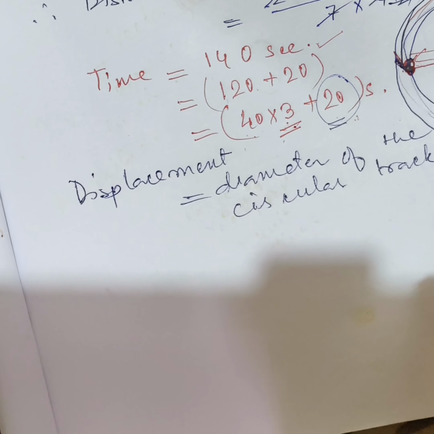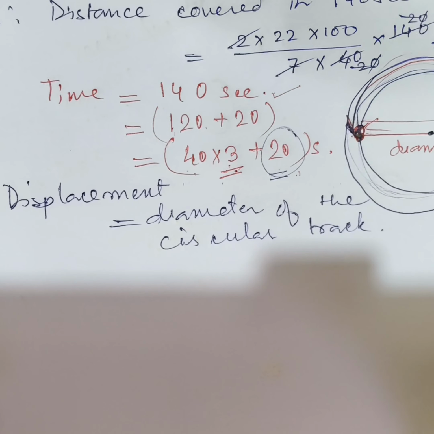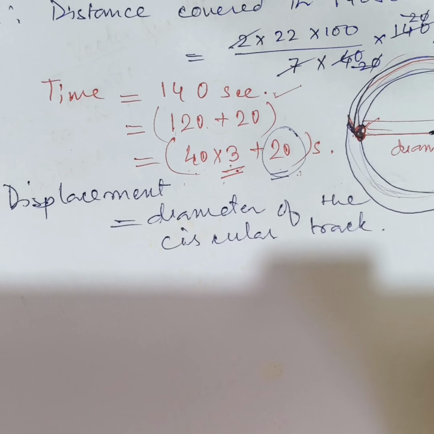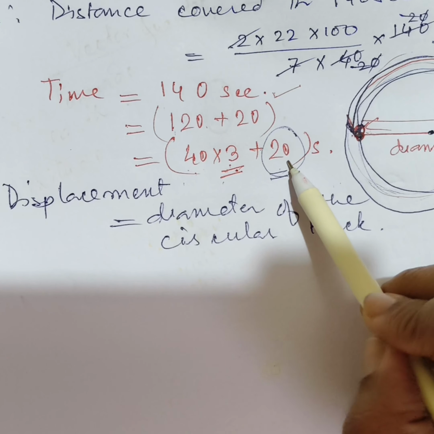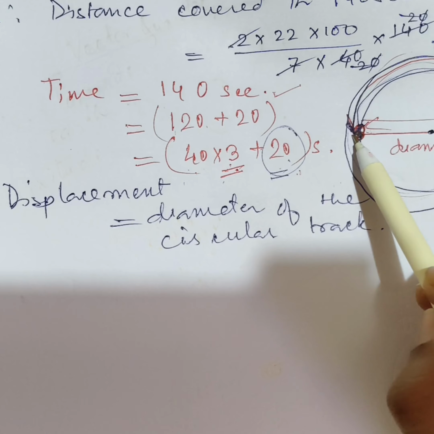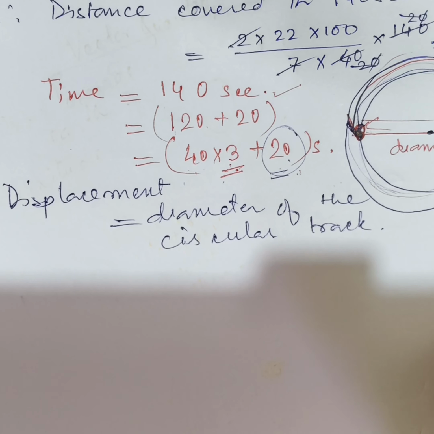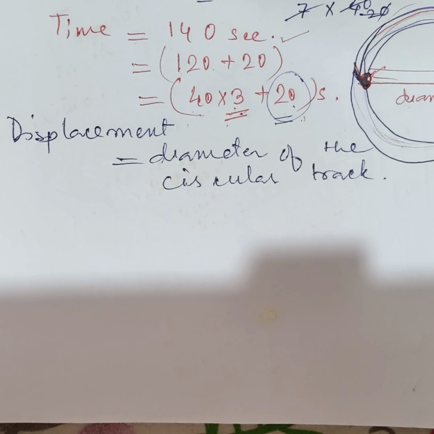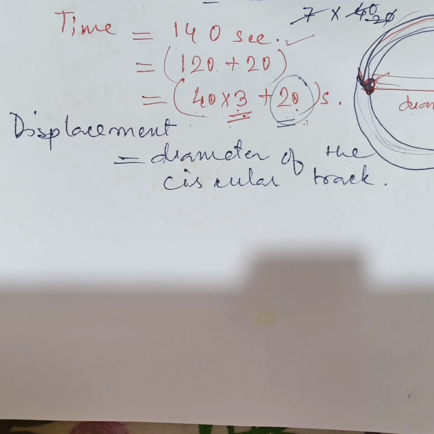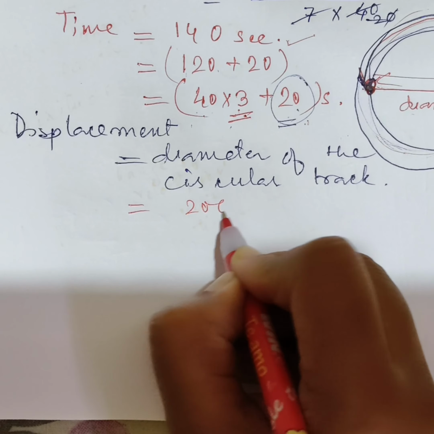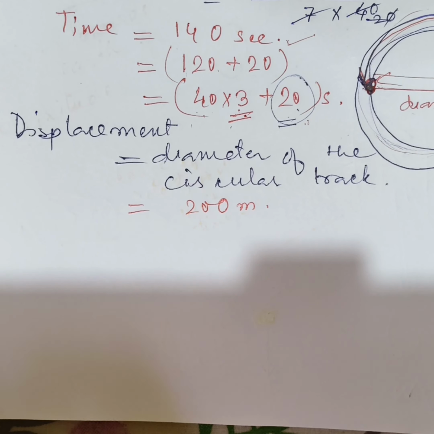Why the diameter? Because if he takes 40 seconds to go round this complete circular track, then he will require these 20 seconds to go half the length. Half the length traversed means the displacement is from here to here, a straight line, and this is the diameter of the circular track. I think it's clear. So you can directly write 200 meters. That is the displacement. I think this question is clear to you.